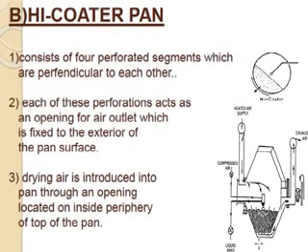Then the Hi-Coater pan is there. It is a little bit C-shaped pan. It has a horizontal axis, and it is rotated on this axis.